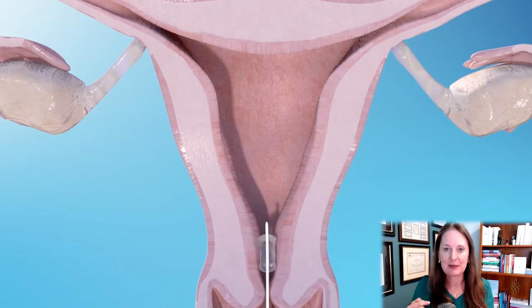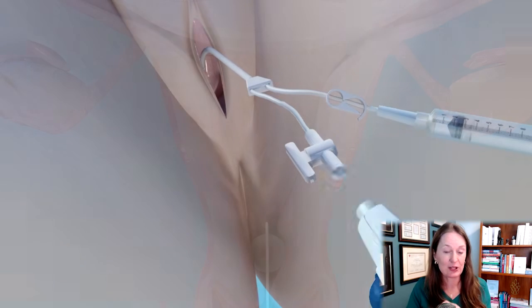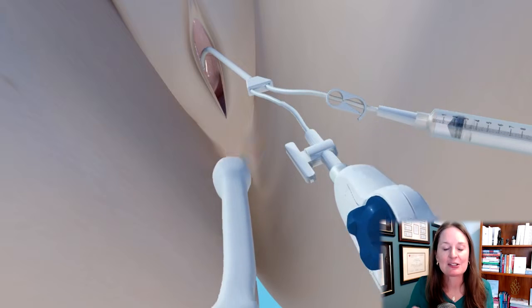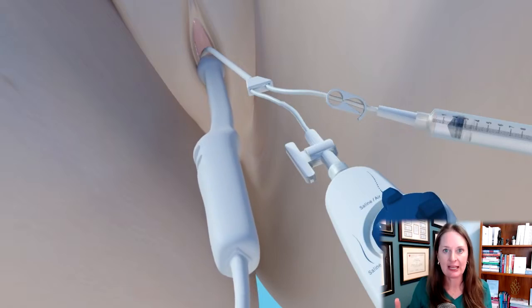Ultrasonography with saline. People will say it in different ways. In my practice, we say SIS, saline infusion sonogram, and it basically requires an ultrasound at the same time as putting sterile salt water, or saline, into the uterine cavity and looking at the uterine cavity with an ultrasound.